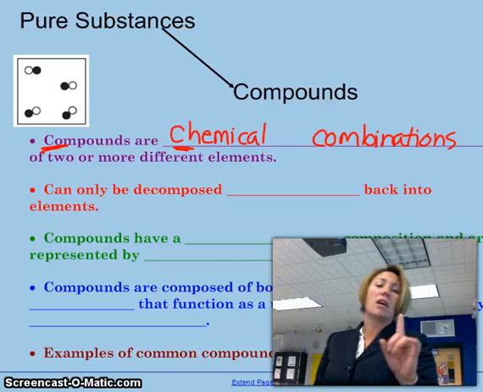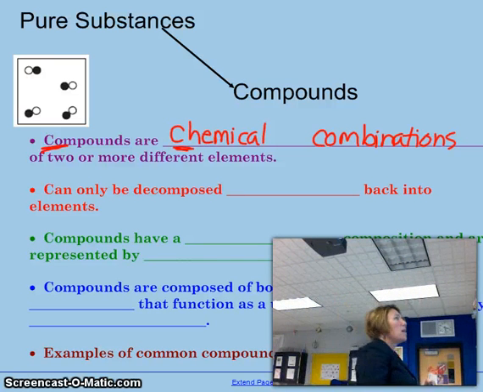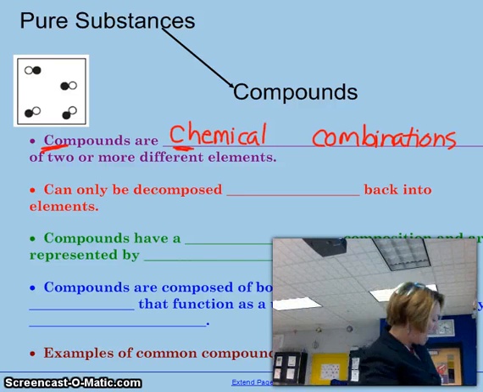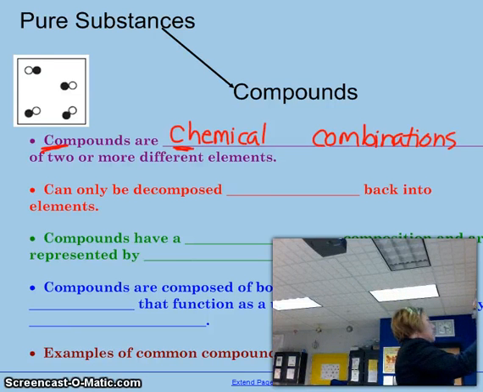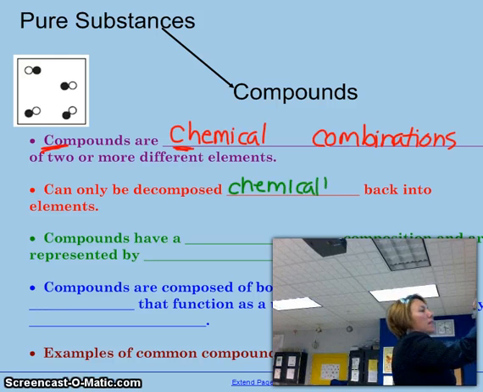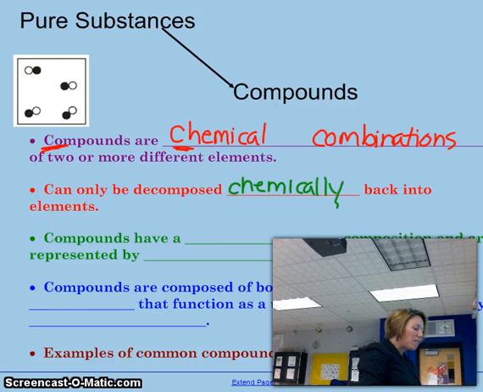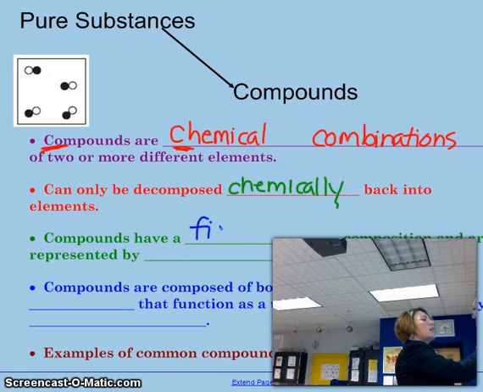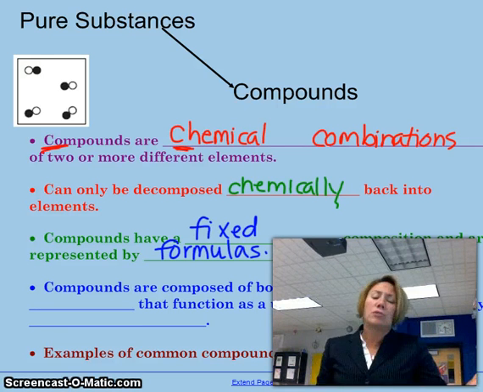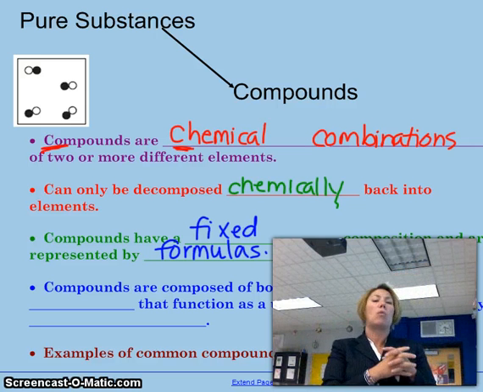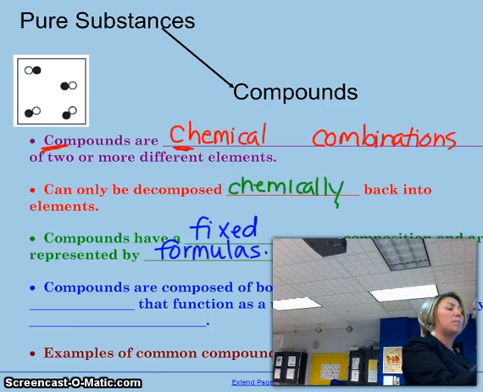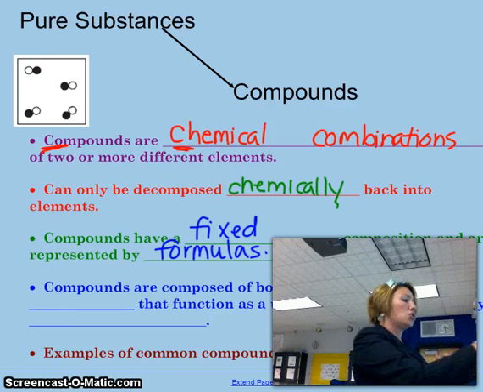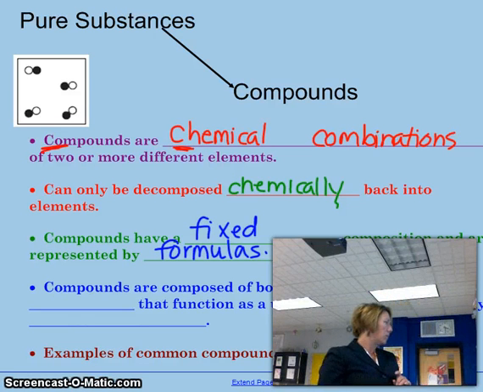Compounds have only one type of molecule present. They're pure. Since compounds are chemically combined, they can be chemically decomposed back into the elements that make them up. They have a fixed composition, and therefore they have formulas. For example, hydrogen and oxygen chemically combine to make water, and it's always in the same proportion. 2 hydrogens to 1 oxygen, okay?